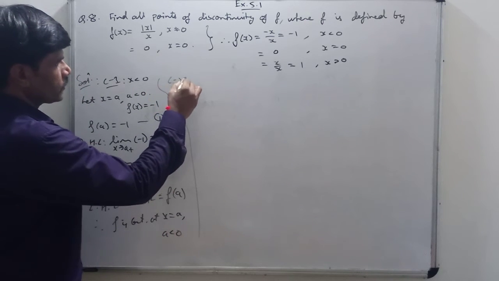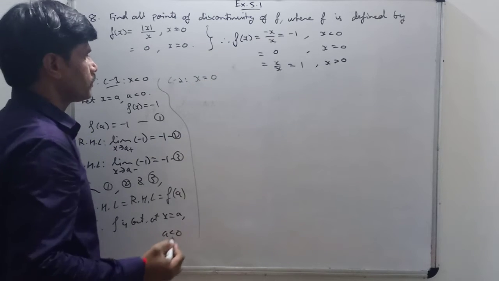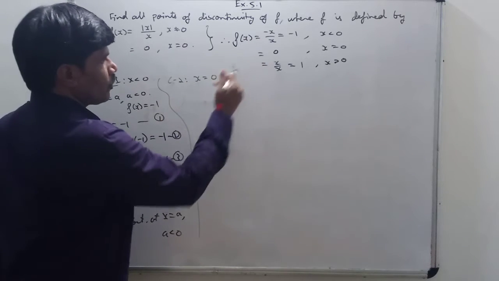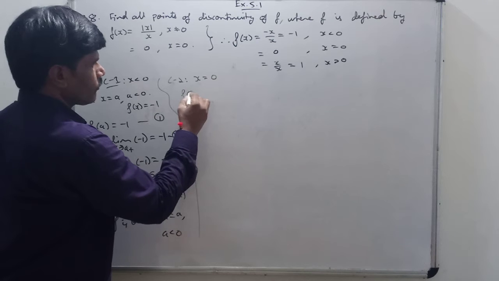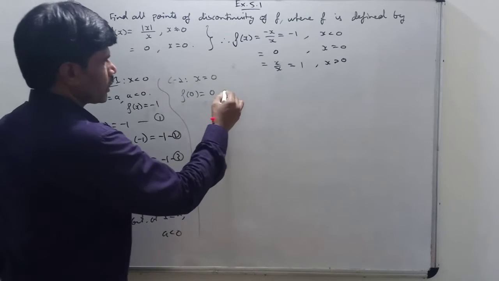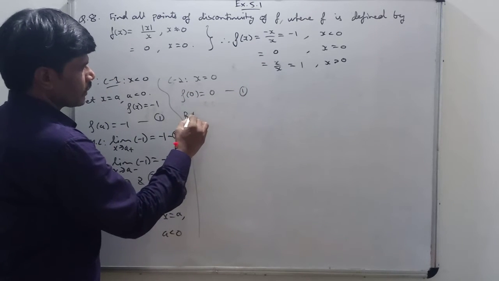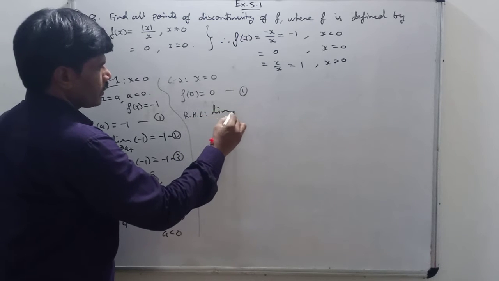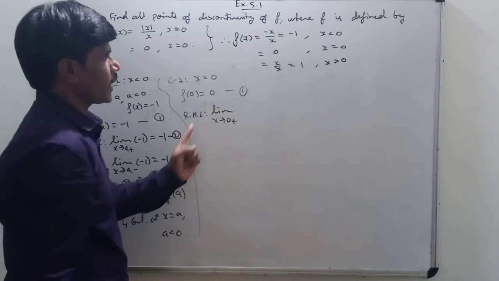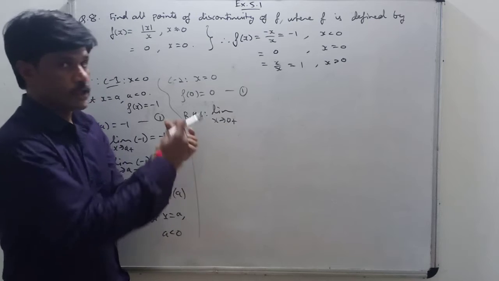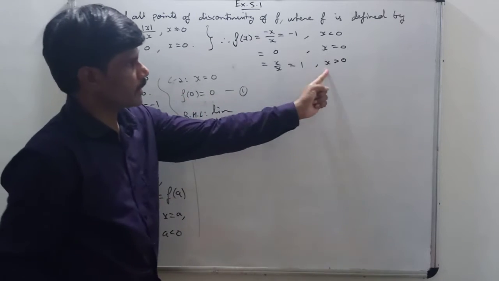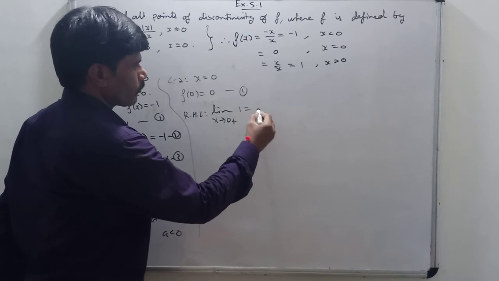Now case 2, x equals 0. Okay, so when x equals 0, f of 0 is how much? f(0) is equal to 0. Give it result number 1. Now you find RHL. Limit x tends to 0 plus. When x is 0 plus, it means 0.1. 0.1 means greater than 0, so the function is what? 1. And limit of constant is constant.